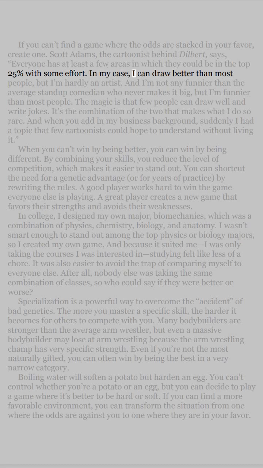In my case, I can draw better than most people, but I'm hardly an artist. And I'm not any funnier than the average stand-up comedian who never makes it big, but I'm funnier than most people. The magic is that few people can draw well and write jokes. It's the combination of the two that makes what I do so rare. And when you add in my business background, suddenly I had a topic that few cartoonists could hope to understand without living it. When you can't win by being better, you can win by being different.